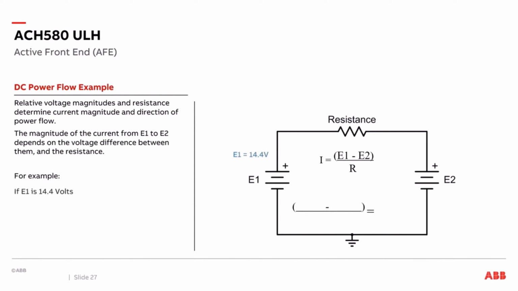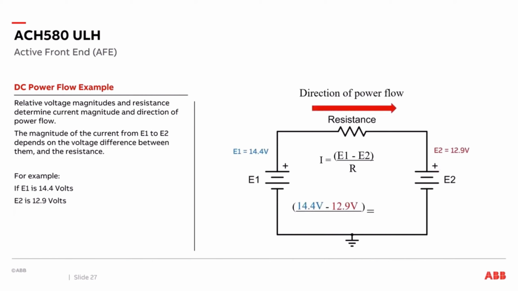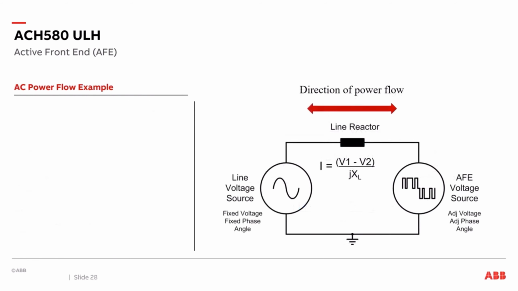For example, if E1 is 14.4 volts and E2 is 12.9 volts, the direction of power would be from E1 to E2. If R is 0.01 ohms, we can calculate that the current from E1 to E2 would come out to 150 amps. Let's look at AC power flow for an example. Relative voltage magnitudes and phase angles determine the current, magnitude, power factor, and direction of power flow.